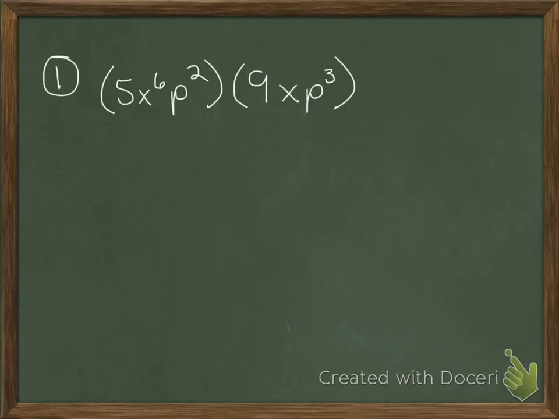Let's work a couple of examples just to make sure we got it. So if you're looking at 5x to the 6 times 5x to the 6 p squared times 9xp to the third, that's the same thing as 9 times 5 is 45. That's a 45. X to the 6 times another x, adding them would be x to the 7th. And then p squared times p to the third would end up being p to the 5th power. Again, just adding your exponents there. When the bases multiply, add the exponents.